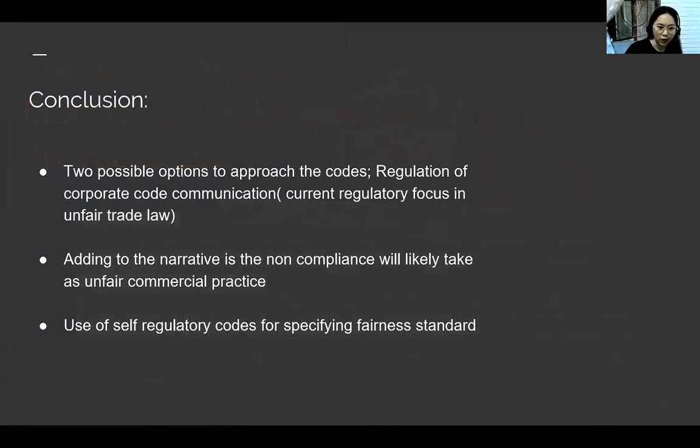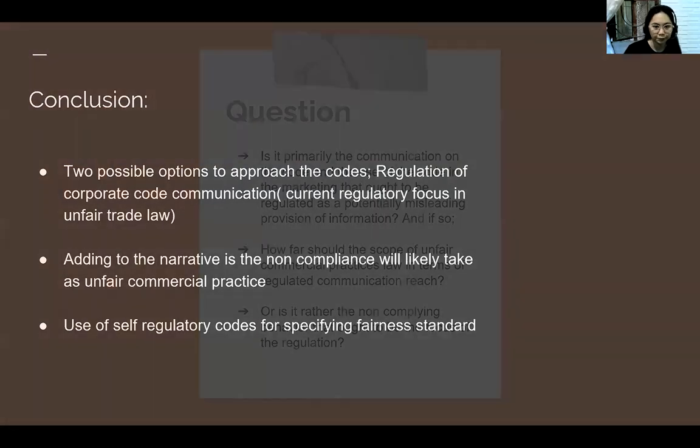All right, conclusion. Two possible options to approach the codes. The current regulatory focus in unfair trade law is the regulation of corporate code communication, or as I said a while ago, it's about the clear statements and the not misleading statements. It should be precise, accurate, and truthful. Also, adding to the narrative is that non-compliance is likely to be taken as unfair commercial practice, and the use of self-regulatory codes for specifying fairness standard.